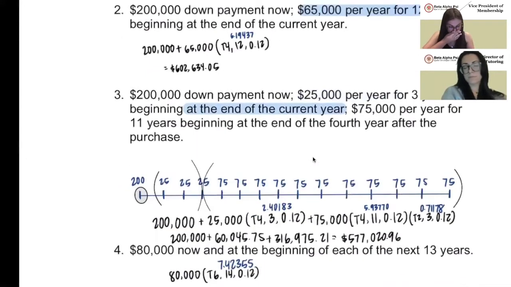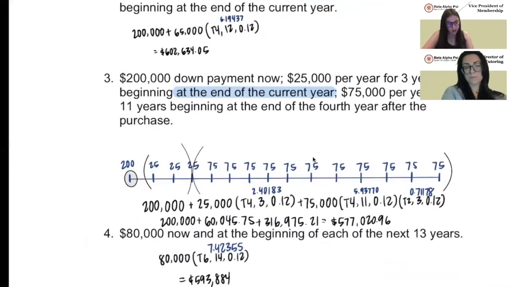All right, number 3. Number 3, they said $200,000 down payment now. Then they're going to do 25,000 per year for 3 years, beginning at the end of the current period. And then after that, 75,000 per year for 11 years at the end of the 4th year. So this one has a lot going on.